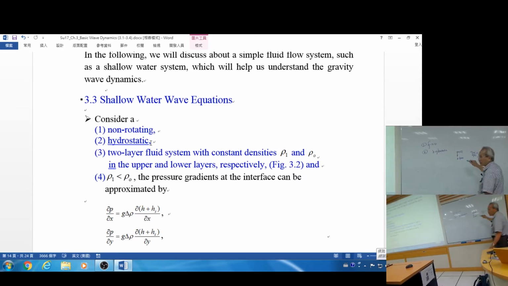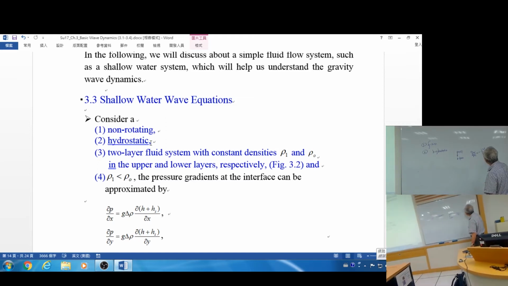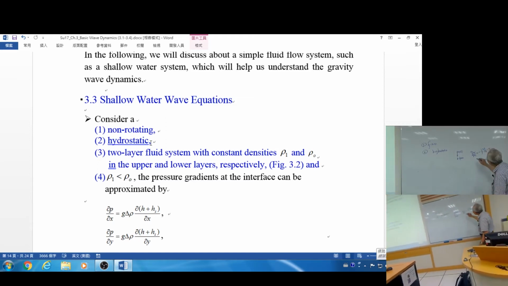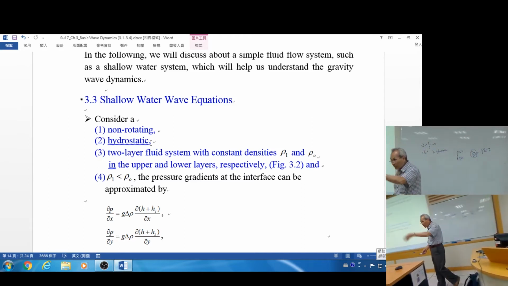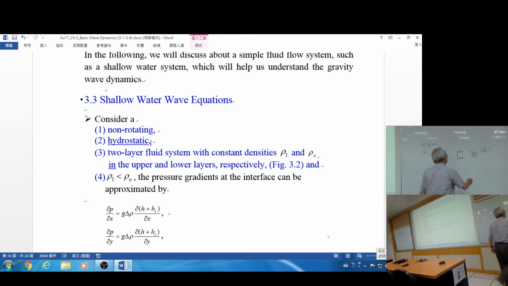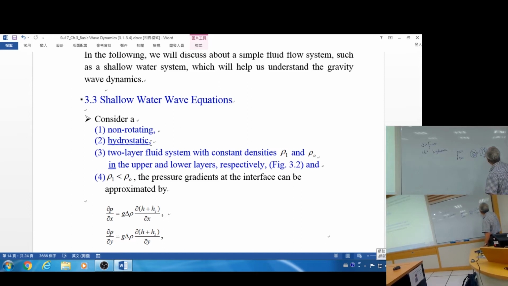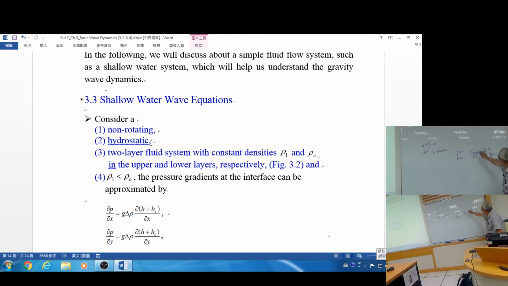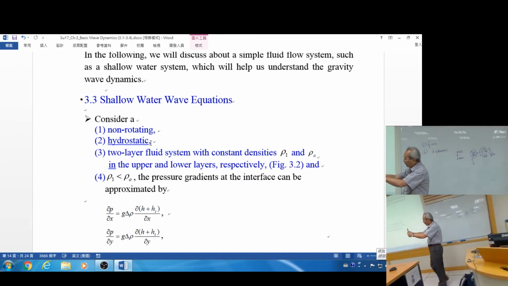Because dw/dt, that is the w momentum equation. That's equal to what? Right, so this is the vertical acceleration. And this is the PGF, right? Pressure gradient force. This is the gravitational force. So if these two are in balance, that means this one equals 0, then there's no vertical acceleration, no matter whether it is upward or downward.